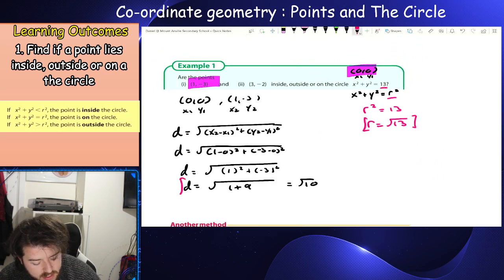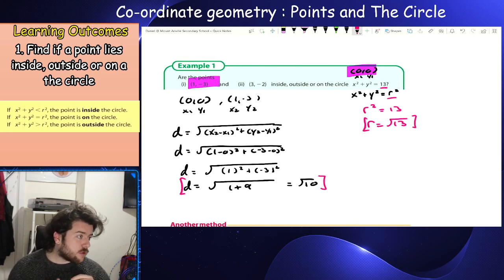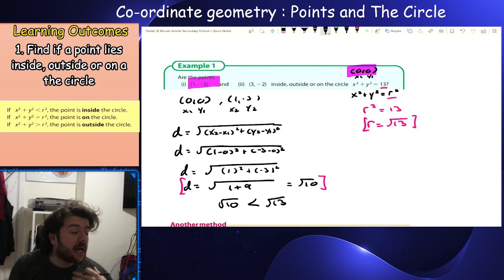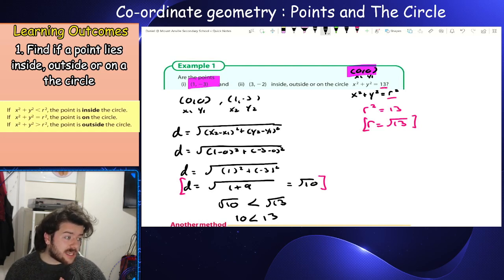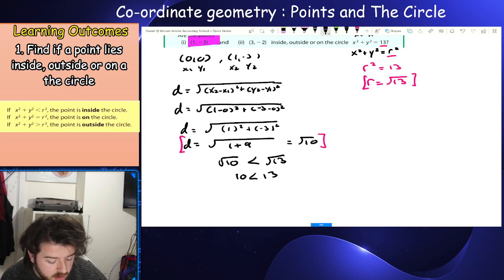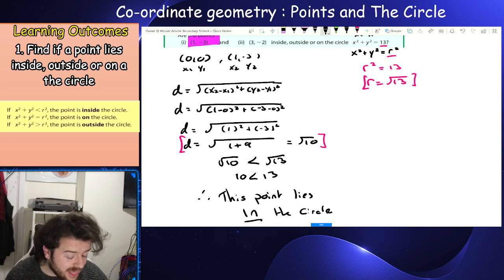So let's compare that now to this distance I got here of square root 10. Is it greater than, less than, or equal to? Root 10 is going to be less than the square root of 13. You can put it in your calculator and check the decimals, or you can square both sides and get 10 is less than 13, which still holds true. So therefore, this point lies in the circle.